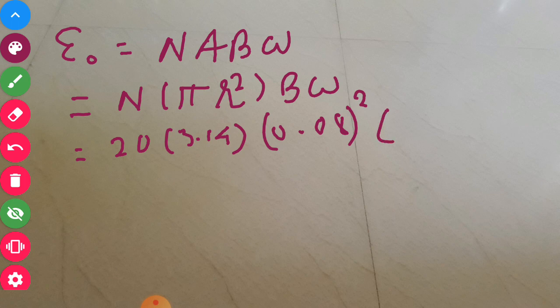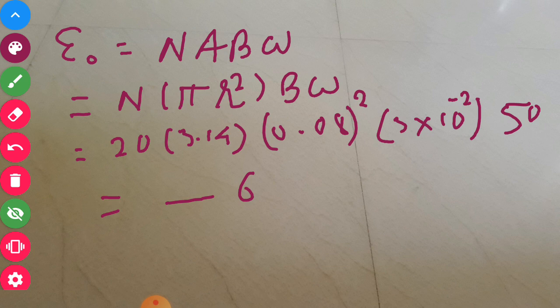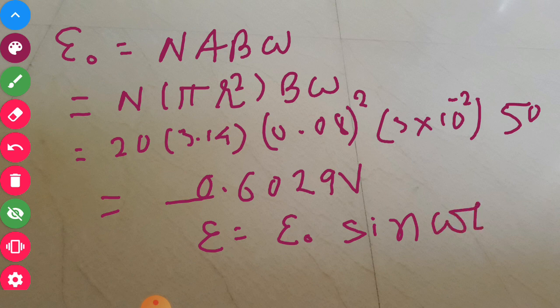Magnetic field is 3 into 10 raised to minus 2 Tesla, and omega is 50. If you simplify this, you will get the answer to be 0.6029 volt. Now average EMF, as you know, is E0 sin omega t. If you want to find the average EMF, then you have to take the average of the sine function over the entire cycle, and the average of the sine function is 0, so average EMF is 0.